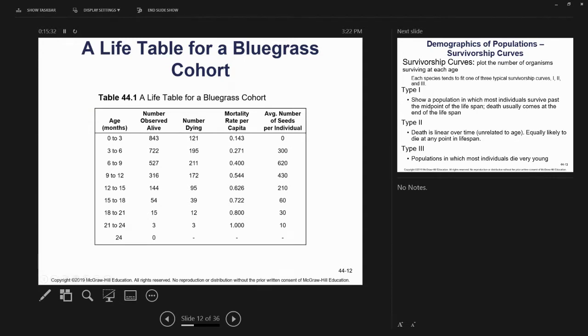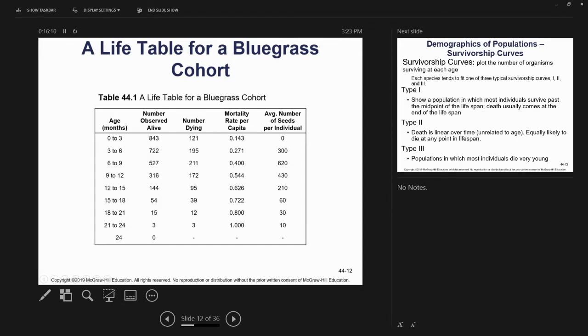So this is out of all of the individuals, age 0 to 3 months, so newborns. We have 843 individual grasses, Bluegrass cohort. From 0 to 3 months, here's how many are probably going to die. This is my mortality rate at a very young age. Number of seeds per individual, well, they're below the reproductive age. Here we get to 3 to 6 months. Oh, observed number alive, sorry, not dying. This is the number dying. Some die, more die. Ooh, more die.